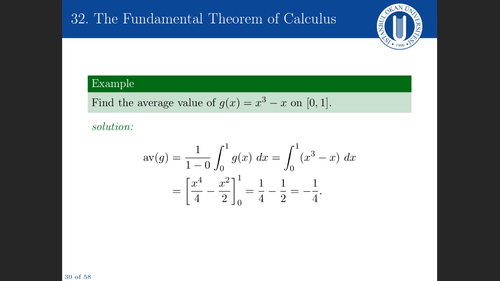Find the average function value of x cubed minus x between 0 and 1. We have our formula. The average value of g is 1 divided by b minus a, integral of g, which for us is 1 over 1 minus 0, integral from 0 to 1 of g of x dx. I will leave it for you to check that if we do this calculation, we get minus 1 over 4.